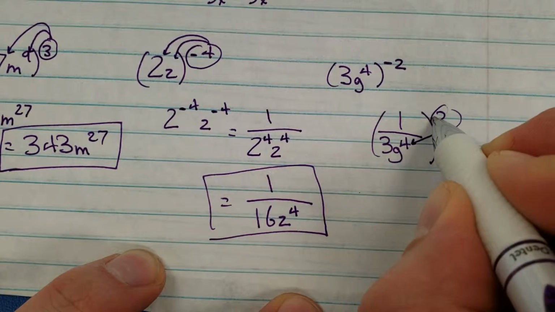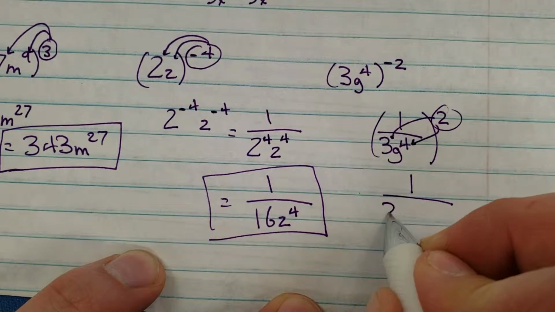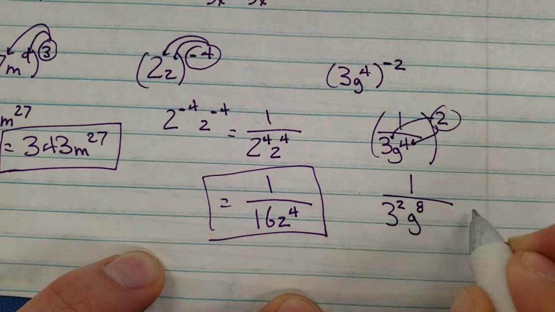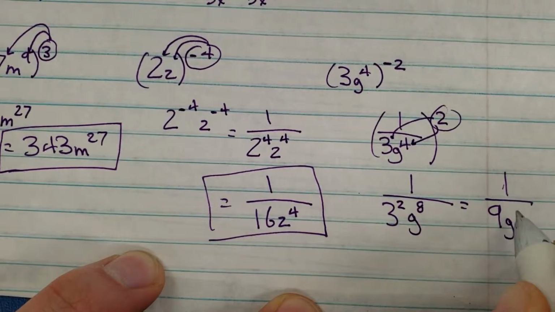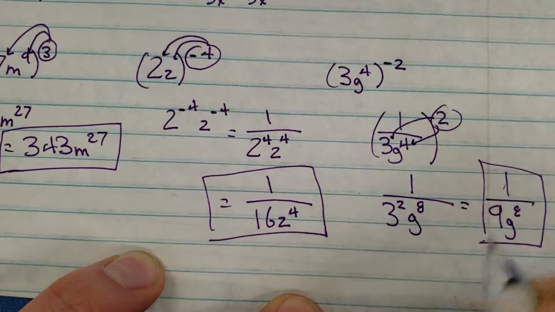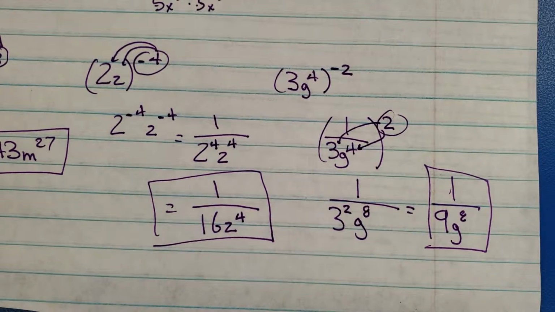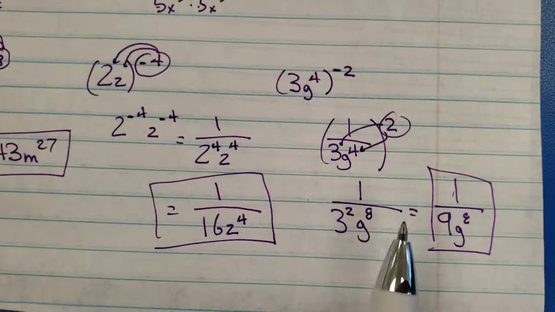2 multiplies u, sticks to u. Still got a 1 on the bottom. I'm going to have a 3 squared, and then a g to the 8. One more step. 9, g 8 below the fraction bar. So that's totally okay to do. It works both ways. It's not really skipping a lot of steps.